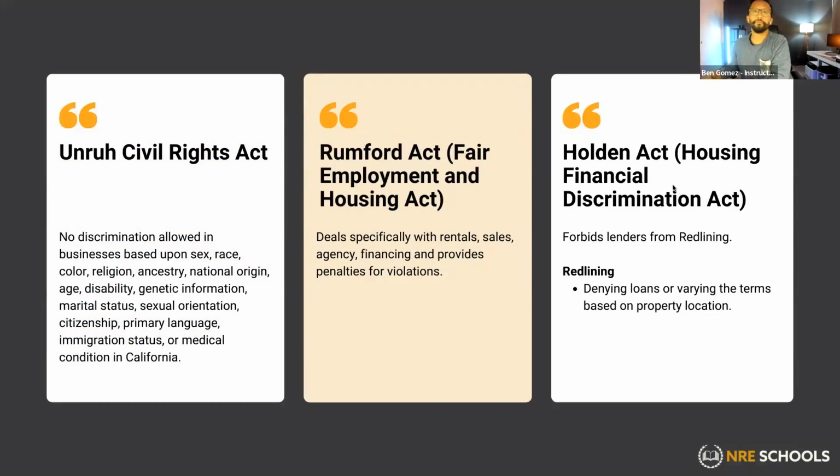The last one is the Holden Act. When I see Holden Act, I see the H, and the H reminds me of the Housing Financial Discrimination Act. This one has to deal with lending. This one forbids lenders from what we call redlining. And redlining is denying loans or varying terms based on a property location.